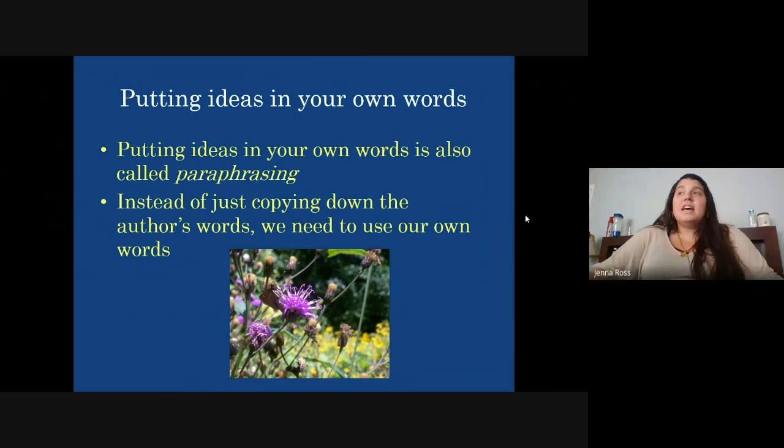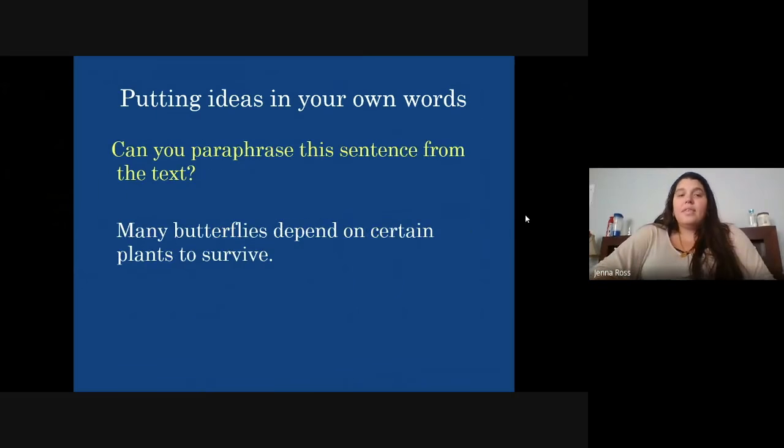But if the author says there are fluffy white clouds with a clear blue sky, you might say something like, the sky is turquoise and there are large clouds that are white. Okay? You use the same ideas, but you put it into your own words. Okay, so let's try it. Let's put this into your own words. Can you paraphrase this sentence?